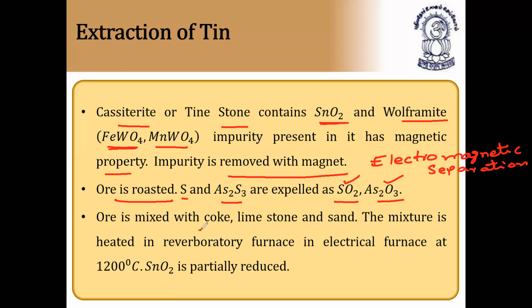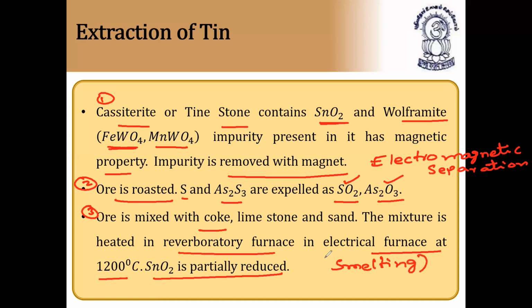Step number 1, concentration by electromagnetic separation. Step number 2, roasting. Then step number 3, the ore is mixed with coke, limestone, and sand. The mixture is heated in a reverberatory furnace or in an electrical furnace at 1200 degrees C. Tin dioxide is partially reduced. What is this process called? Smelting, just like iron we have done.